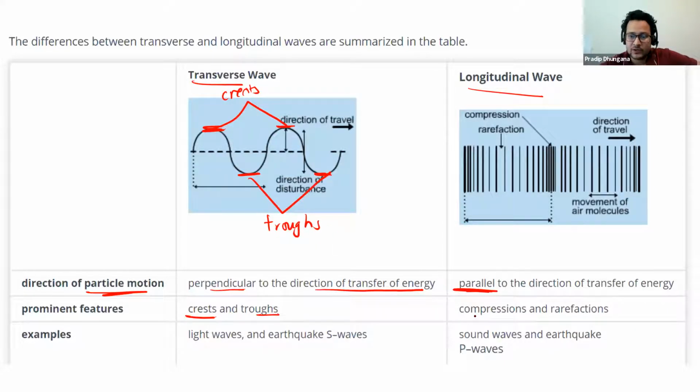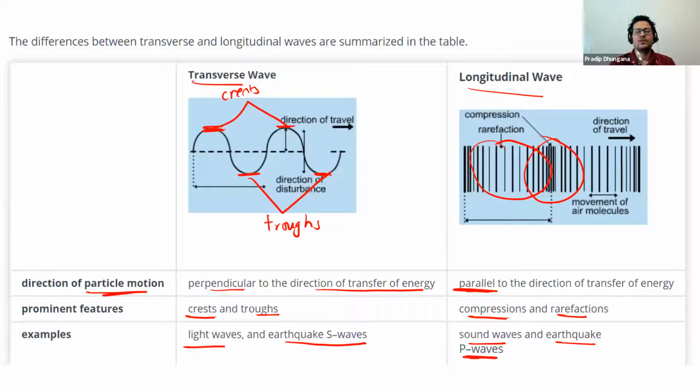And in the case of longitudinal waves, there will be compression and rarefaction. You can see that part is compression. This one is a rarefaction. Examples: light waves and an earthquake S wave, only S wave, okay? These are examples of transverse waves. And longitudinal waves: sound waves and earthquake P waves. I'll give you some time to take notes, okay? You can take a note.